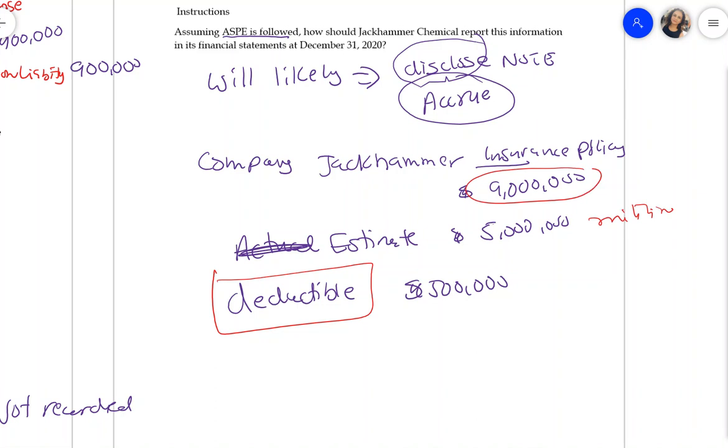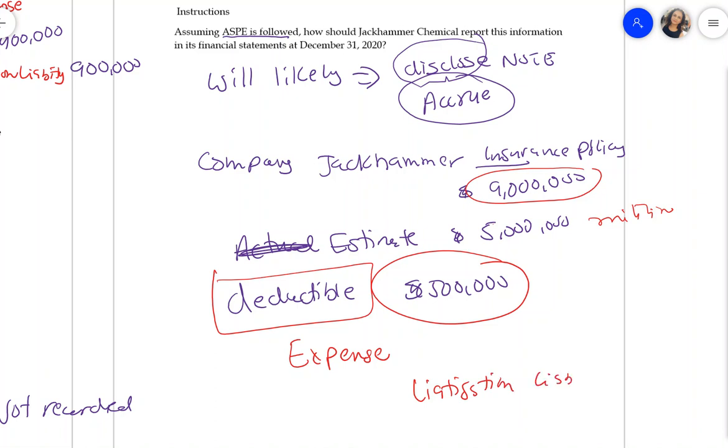When we're doing an accrual entry, we will be doing it for the deductible portion only. So how much is our deductible portion? Our deductible portion is 500,000. That's what the company will be paying out of their pocket. So in this case, you're going to debit the expense, a litigation expense, and credit litigation liability. The amount will be 500,000, just the deductible portion, not the estimated loss, because the company is not going to be paying it out of their pocket. They'll be getting paid by the insurance company.